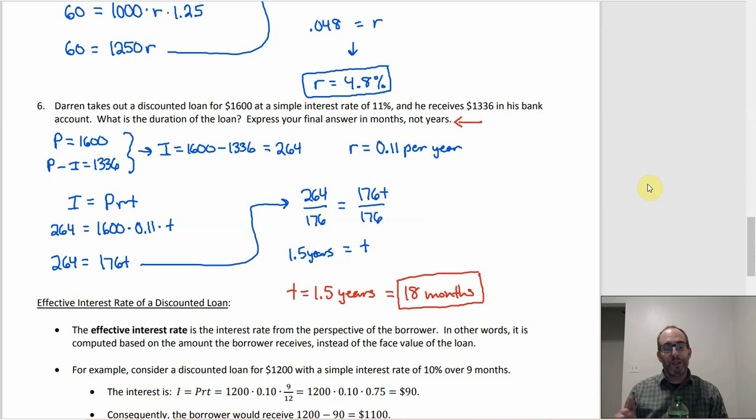The effective interest rate, on the other hand, is the interest rate from the perspective of the borrower. It's not going to be the same because it's computed based on the amount the borrower receives. And the amount the borrower receives isn't P, it's P minus I. So it's computed based on P minus I instead of P. That means it's going to be a different rate. Because the interest itself, like the amount of interest as a dollar amount, is going to be the same. So it's got to be a different rate if you're starting, I guess, from a different point and ending up at the same point, right?